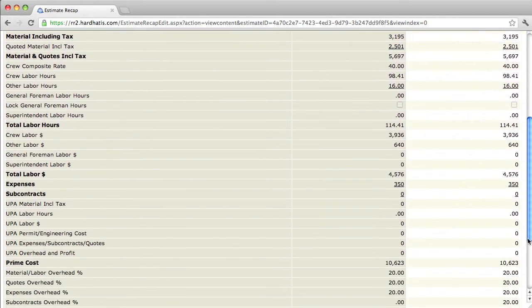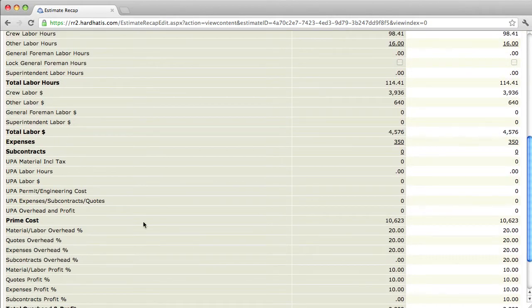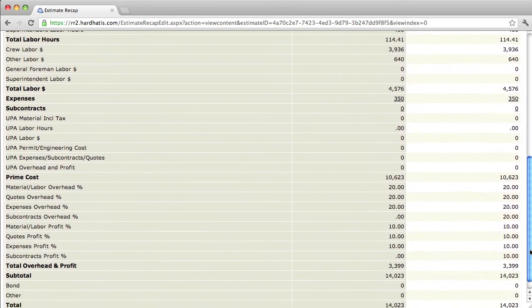So the program added 20 and 10 on top of all the costs, I should say. When I scroll down, the program shows the prime cost here. Displayed in this estimate is $10,623. Now below that, you can see the different categories where it marked it up. You see that the material and labor and overhead percent is marked up 20%, the quotes overhead 20%, etc. Now take a close look at this on your own estimates. It's important to understand it.